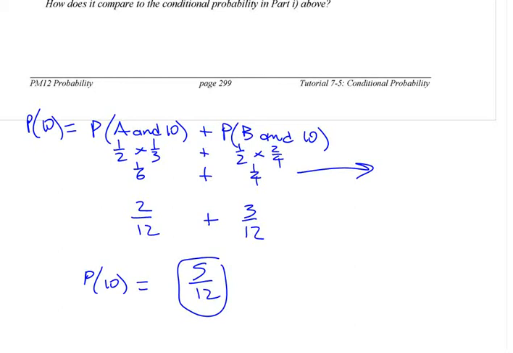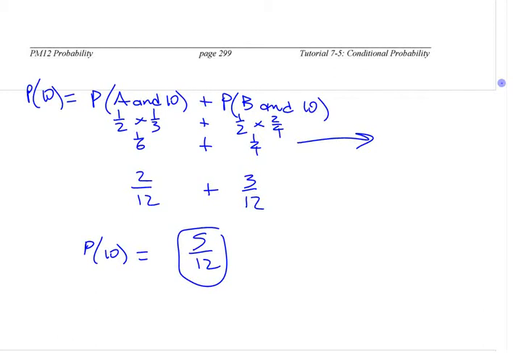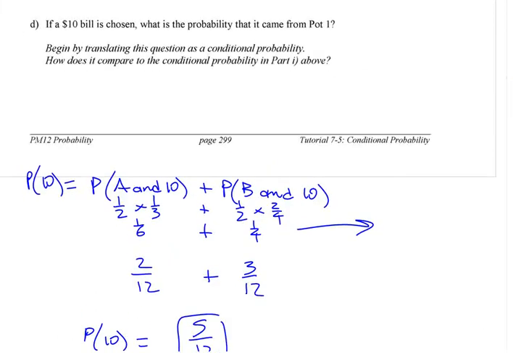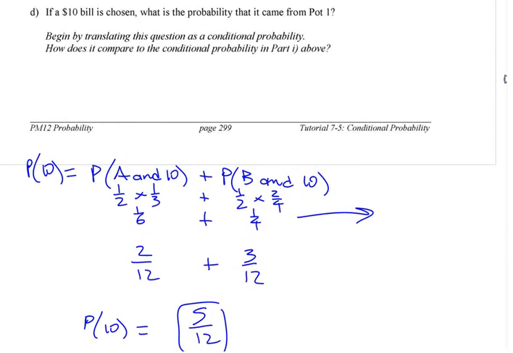All right. You have to realize that there are 2 different cases there and add them together. Now the hard part is asking this conditional question at the end here. This is the key, okay? That's the key to this conditional thing here. You need to translate this into something. If a $10 bill is chosen, what is the probability that it came from pot A?